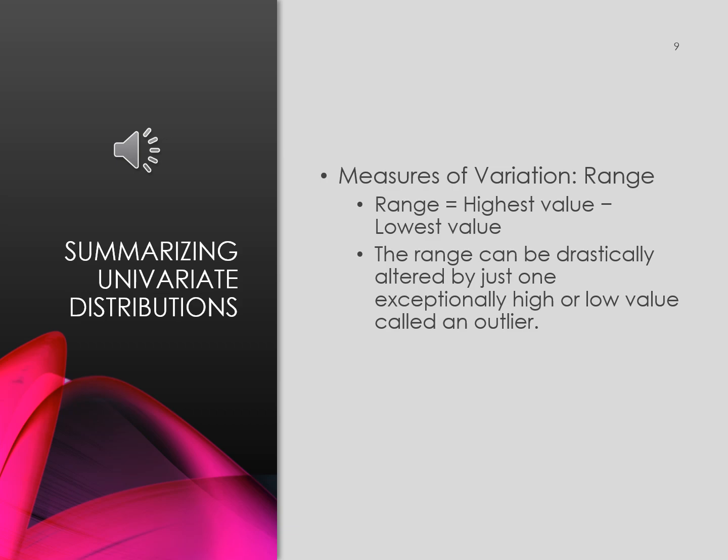Then we have the measures of variation, starting with the range, which is the true upper limit in a distribution minus the true lower limit, or the highest rounded value minus the lowest rounded value plus 1. The range can be drastically altered by just one exceptionally high or low value, which is called an outlier. The outlier, like I said, is extremely high or low. It's away from the rest of the cluster of numbers that you find.